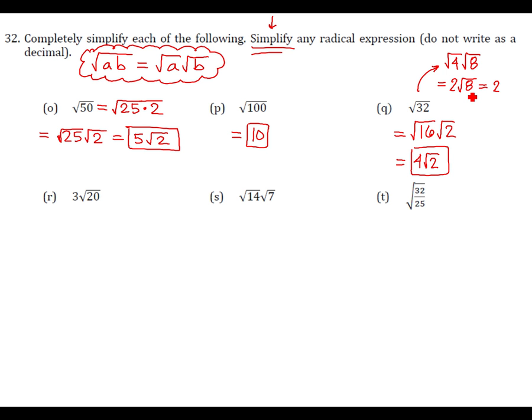Root 8 can still be simplified. There's another 4 that can be pulled out. That's root 4 times root 2. That's 2 times 2 times root 2. So all is not lost. So this is the same thing. If you were to do it that way, full credit. It's just, it took you one more step. Took you a few more steps.